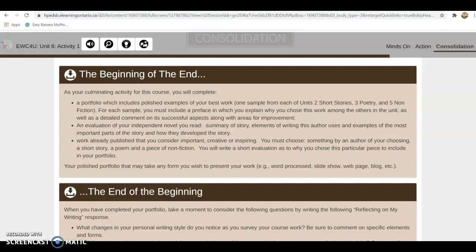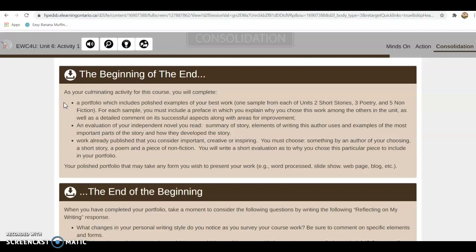First, we're going to talk about what goes in it. The second thing we're going to talk about is what it can look like. So let's go through these bulleted points right here. Number 1, you should put together a portfolio that has one sample from each unit. So that will be one of your short stories, one poem, and there's only Unit 5, Activity 1, which would be your nonfiction.